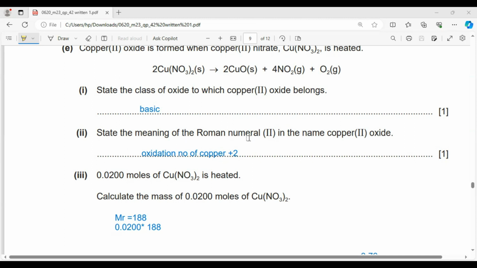State the meaning of Roman numeral II in the name copper(II) oxide. In case of transition elements, as we have seen just now, they have variable oxidation numbers, because of which the Roman numerals indicate the oxidation number in the compound. So here for copper it is +2.